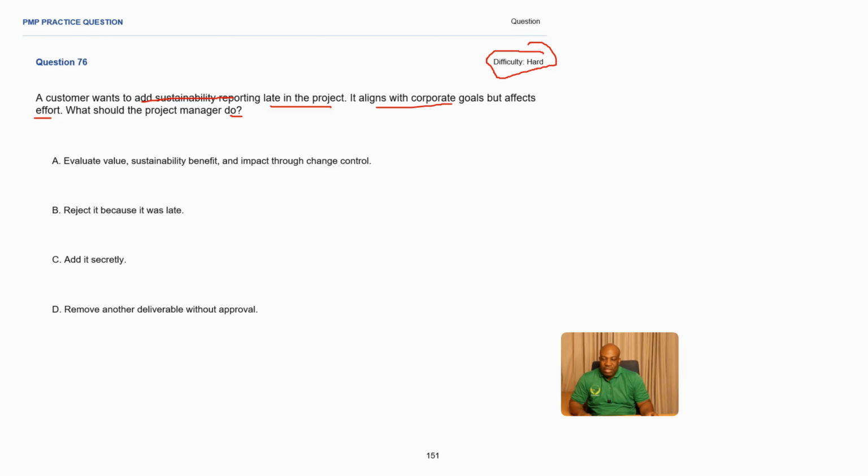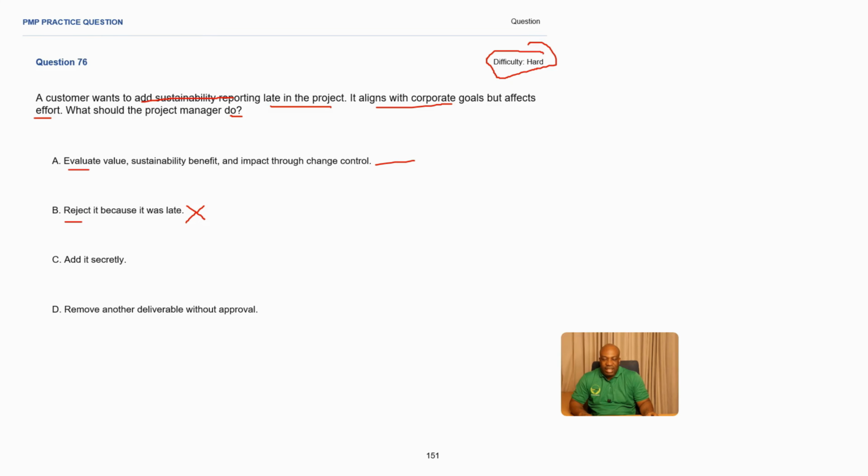Okay, so let's go through the answers now. Evaluate value, sustainability benefit, and impact through change. I like this one. When you start evaluating, you're going to get more information before you take action. Reject it because it was late. You don't just reject issues, risks, or things in a project environment like this, making this one incorrect.